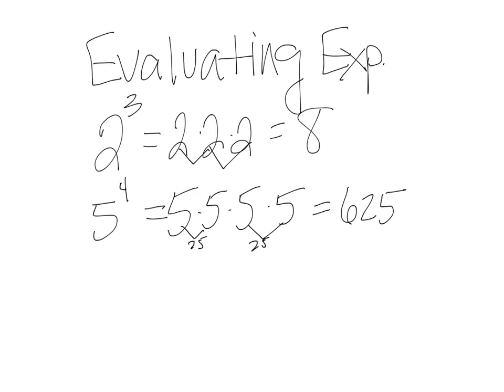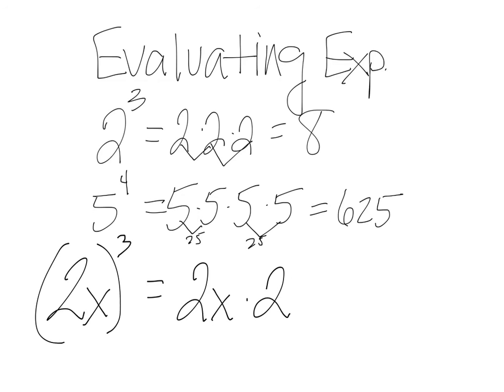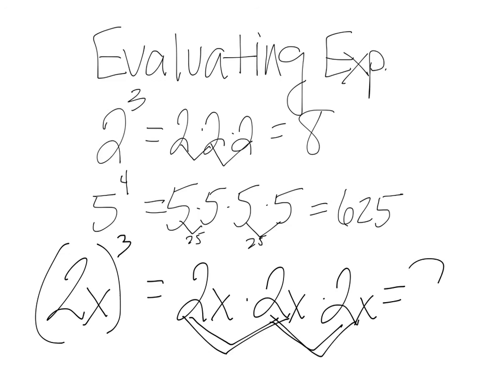Let's check out one more. What if I do say to evaluate 2x to the 3rd power? Well, that means it's 2x times 2x times 2x, and so you would multiply the 2's together. 2 times 2 is 4, times 2 is 8, and then you'll multiply the x's together. X times x is x squared. X squared times x is going to be x cubed.